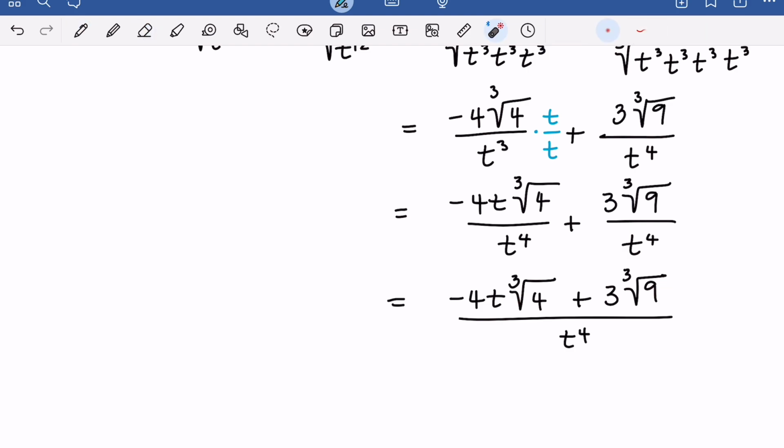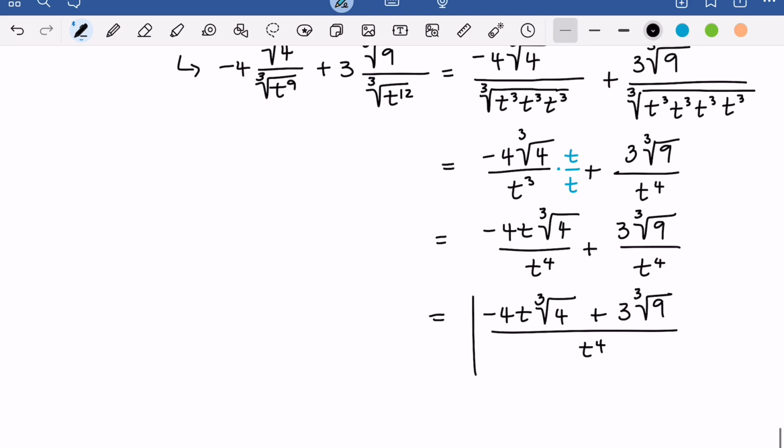We do have the third root of both of these guys, but these guys aren't the same number. We're not going to be able to pull anything out here. So we can't simplify this any further. This would be our final answer for this one.